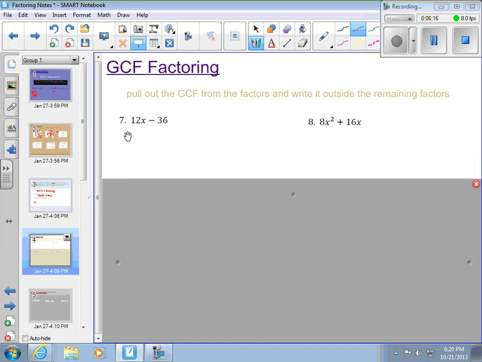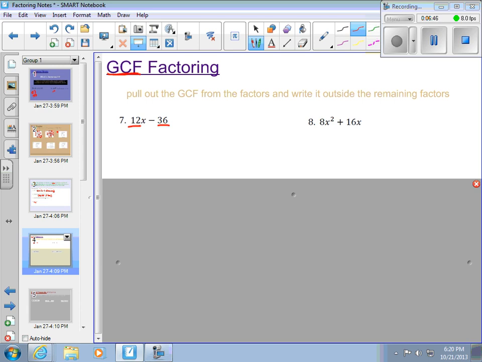Number 7, 8, these problems, they want us to use greatest common factoring. That's what GCF stands for, greatest common factor factoring. So we're trying to think of what is the biggest thing that these have in common. Let's look at the numbers 12 and 36. What's the biggest number that goes into both 12 and 36? Well, if you start low and you know that they're both even, 2 definitely goes in there.